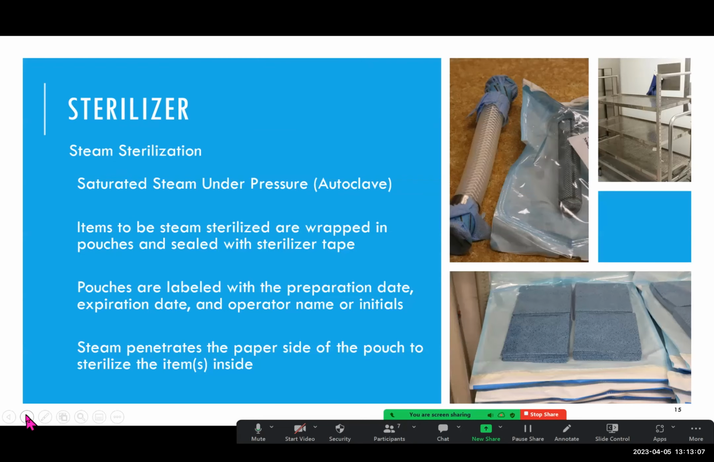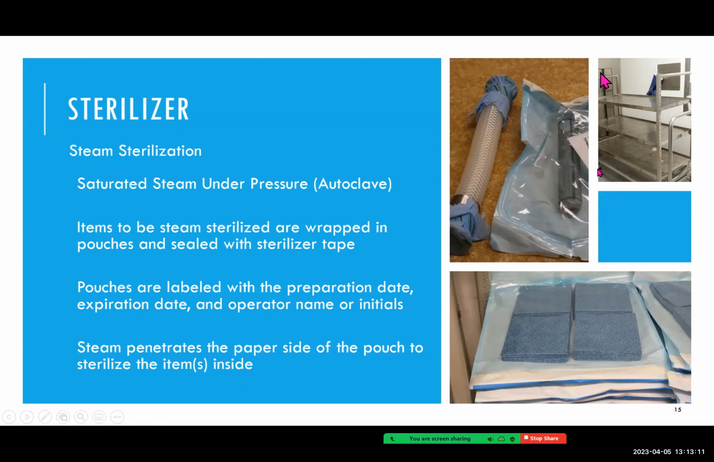So when we use the steam sterilizer, here's a picture of a cart in the upper right-hand corner that's about to go into a sterilizer. We saturate the product under pressure, which is referred to as autoclaving. So the machine tracks the pressure inside of the machine, how hot the steam is, and how long it stays at that temperature. And we have a validation process that makes sure the machine is operating properly as well.